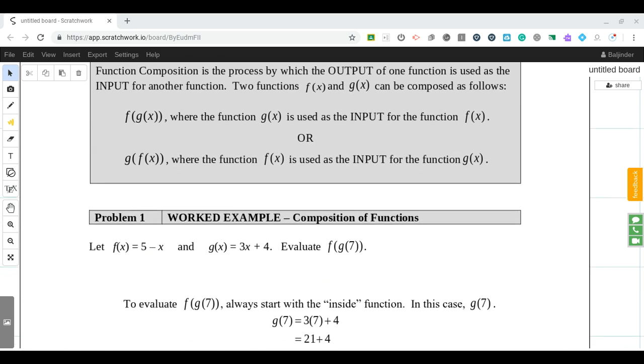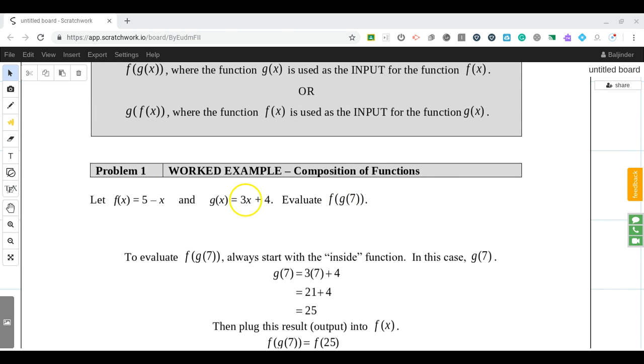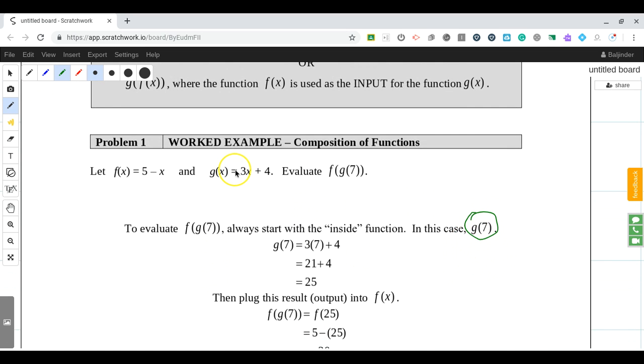First, you need to figure out what's g of 7. So you're only going to focus on g of 7, just g of 7, okay? Now, we know the input is 7, so x is equal to 7 in here. Here's the g function. We're going to replace x with 7. And once you do the math, you're going to get g of 7 is basically 25, right? Okay, so g of 7 is 25.